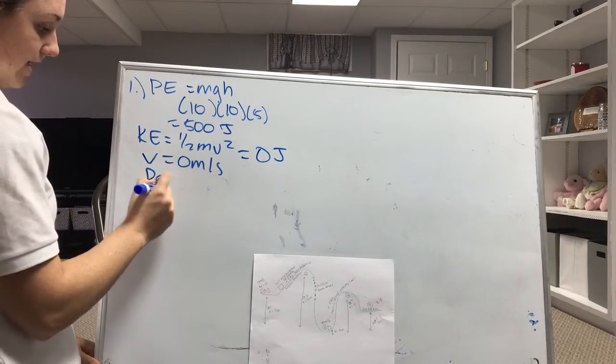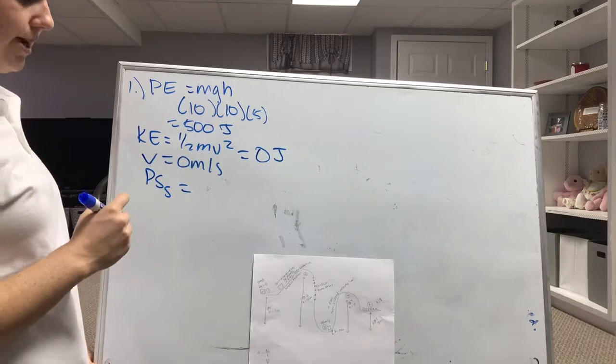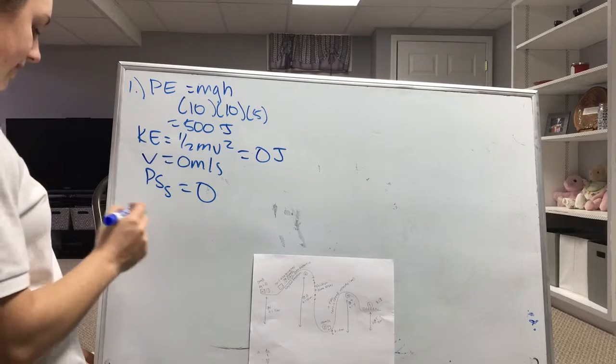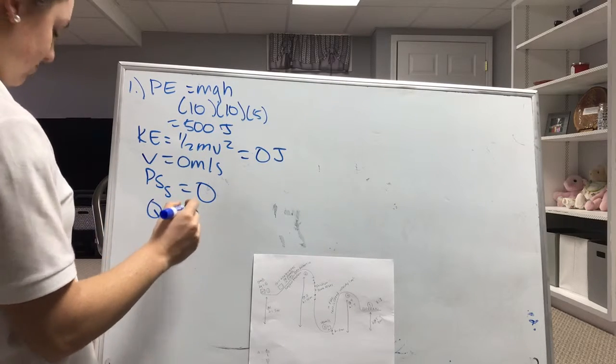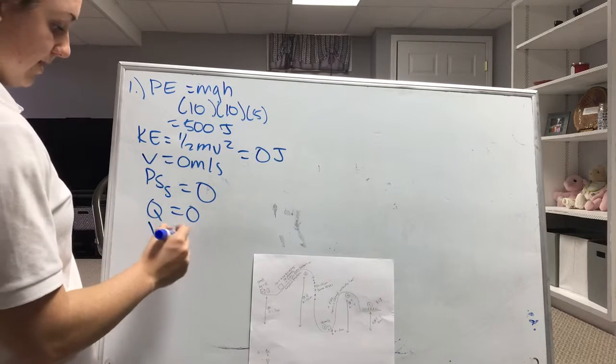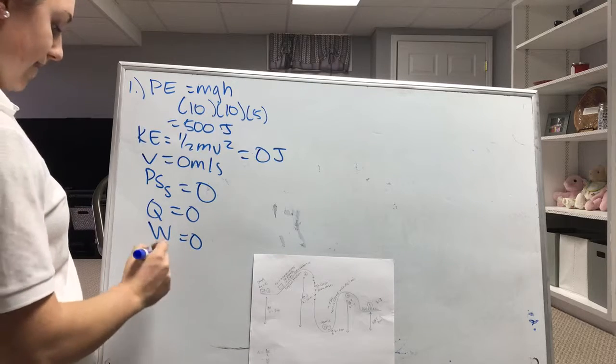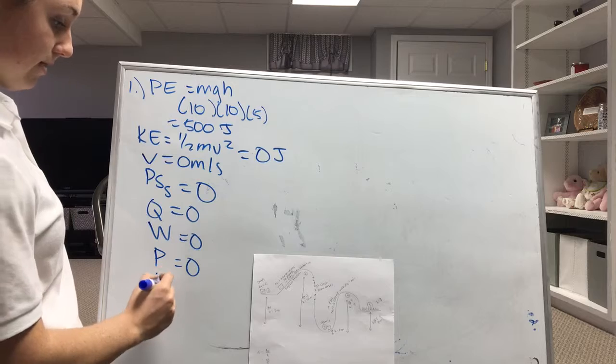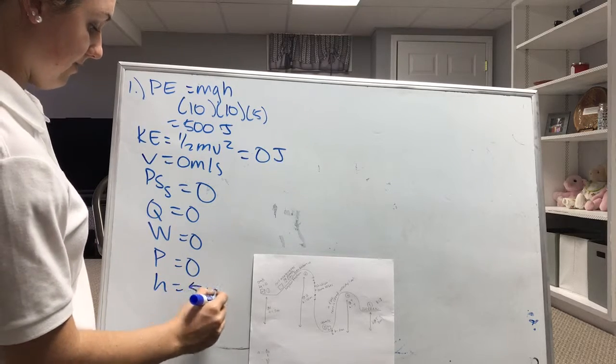To find the potential energy of the spring, we don't have a spring at this exact position. Therefore, we have no potential energy of the spring. Internal energy Q is equal to 0. Work is equal to 0. And power is equal to 0 as we don't have time or work. The height above the ground we are given is 5 meters.